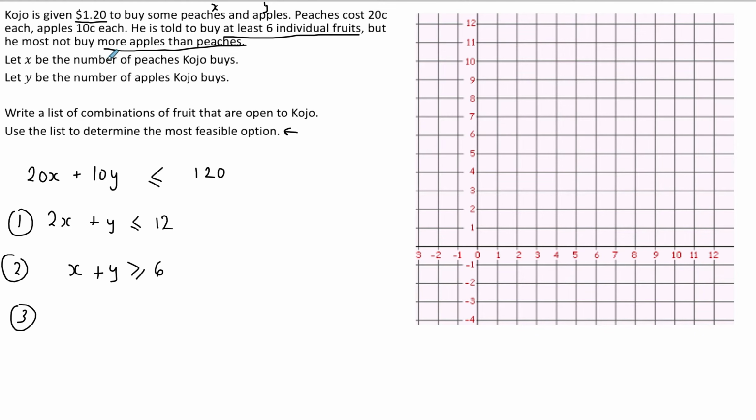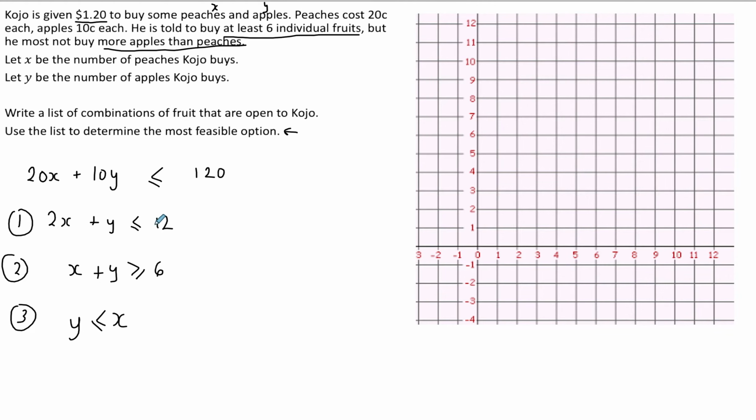The third one is that he cannot buy more apples than peaches. Careful with the wording. He can buy the same amount. He just can't buy more apples than peaches. So apples has to be less than or equal to the number of peaches. There isn't any more information. These are all we have.